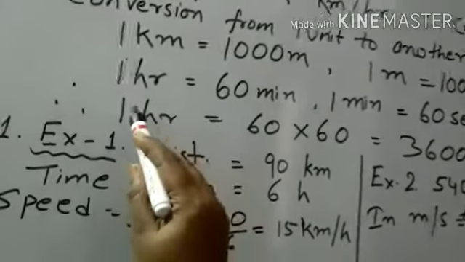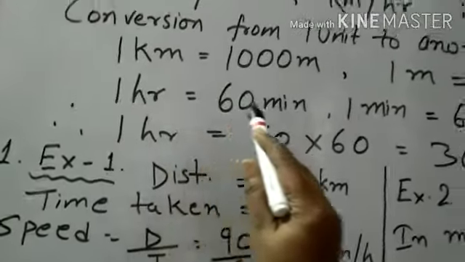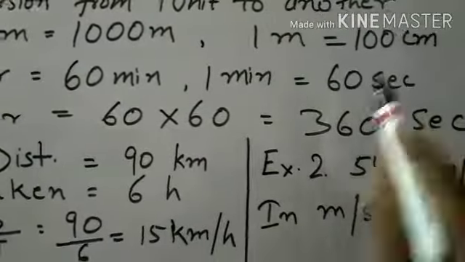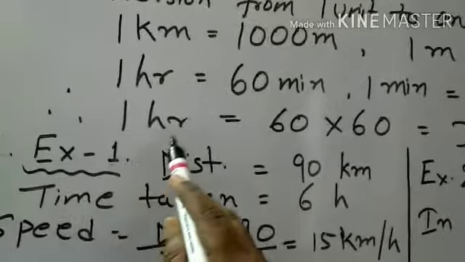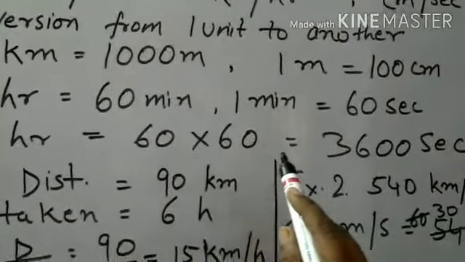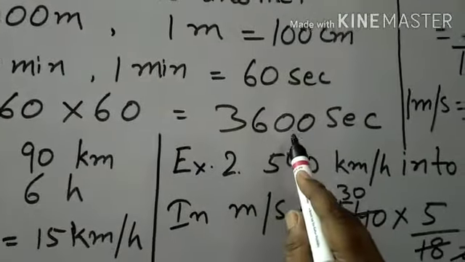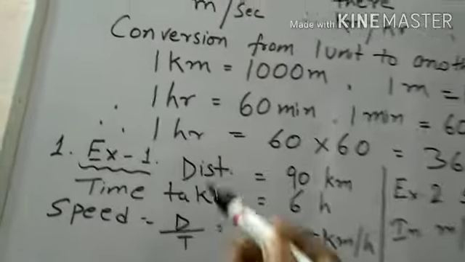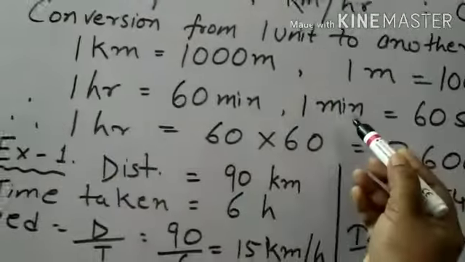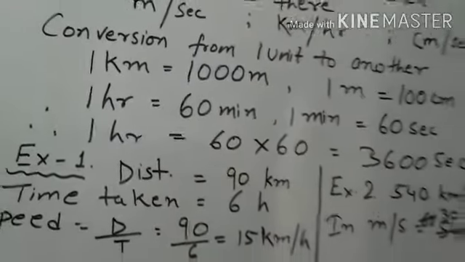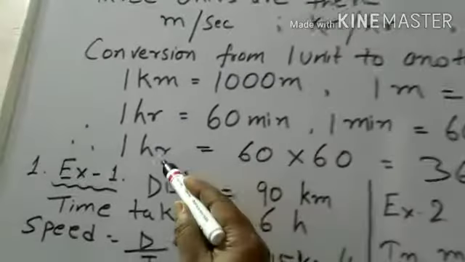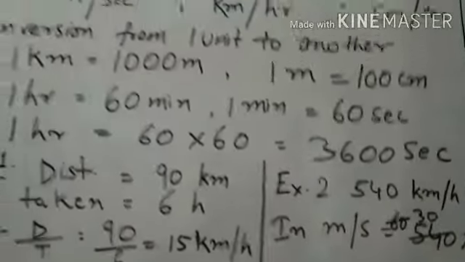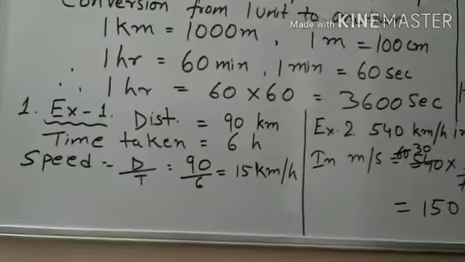And for time, 1 hour is equal to 60 minutes, and in 1 minute there are 60 seconds. So 1 hour is equal to 60 into 60, that is 3600 seconds. So if you have to convert from hour to minute, then multiply by 60, or if you have to convert 1 hour to second, then multiply it by 3600.